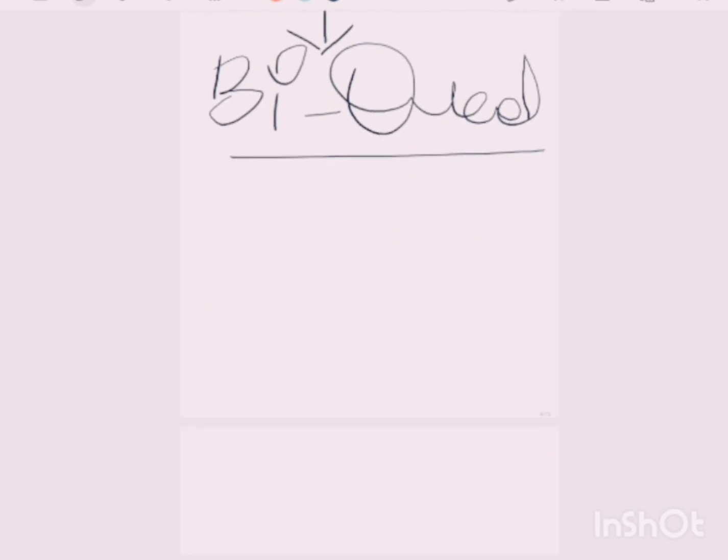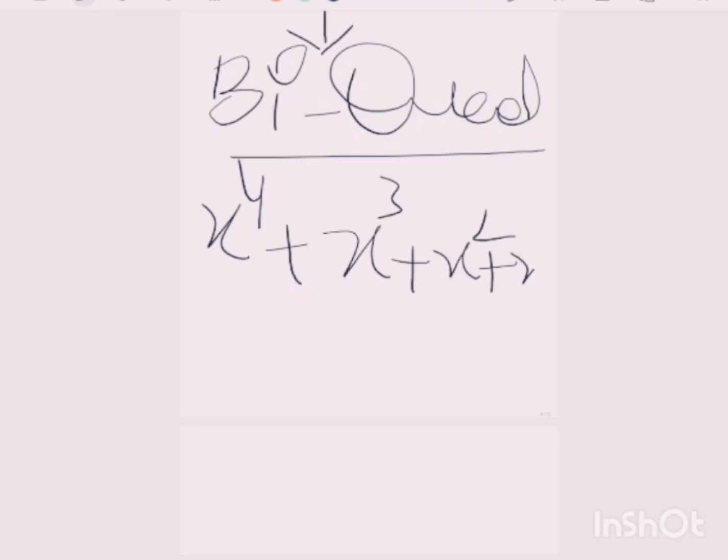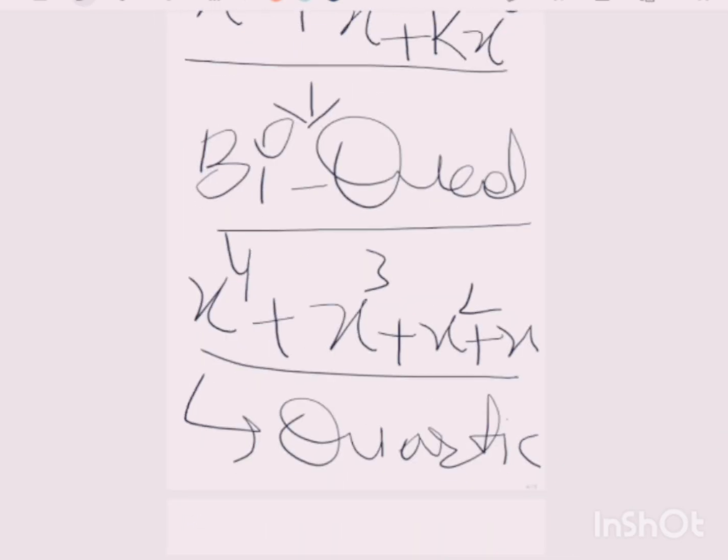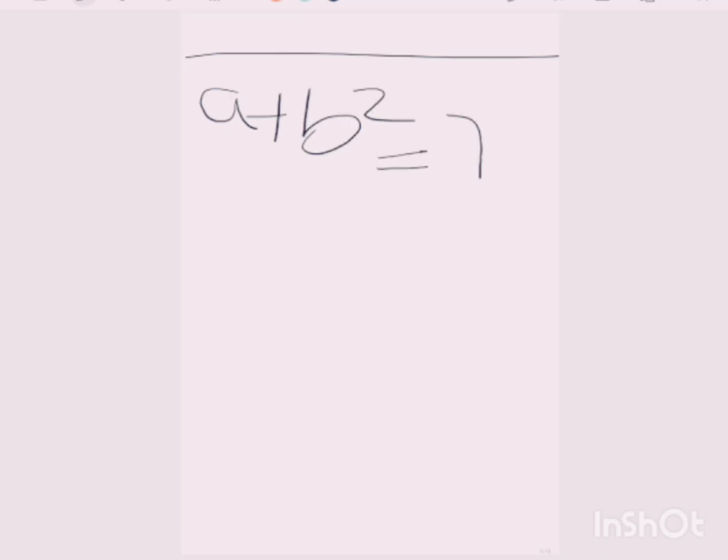Now I want to tell you the following thing: if the expression becomes like x cube plus x square plus x, this type of expression is called a quartic expression, and this one is biquadratic. Got it? Now I will write the equations again: a plus b square will be equal to 7 and a square plus b will be equal to 11.